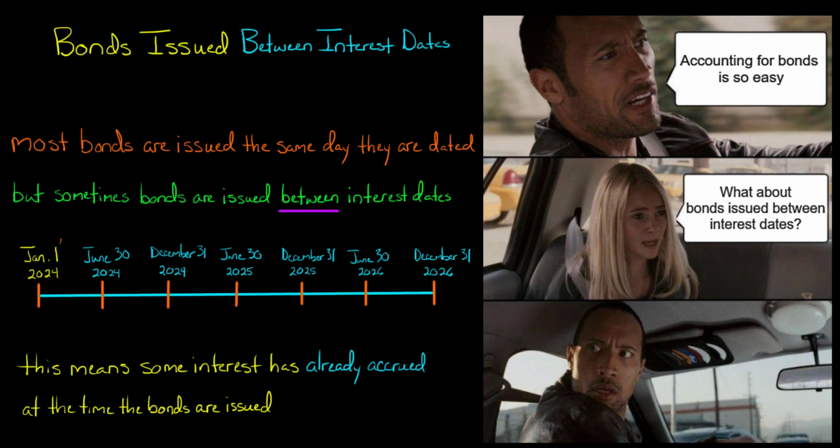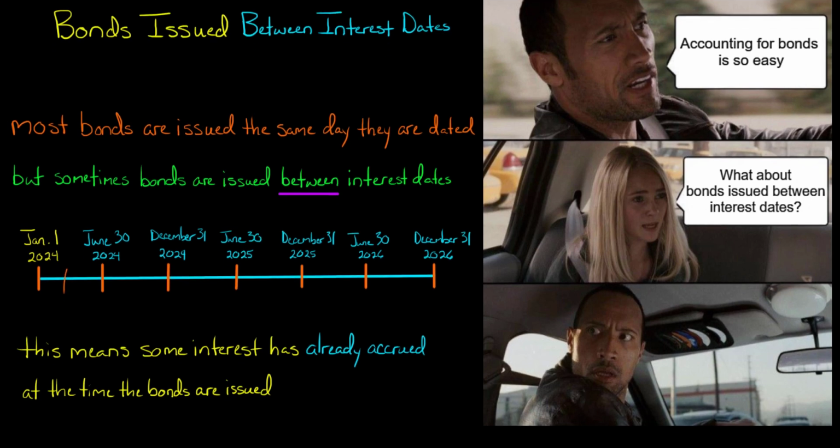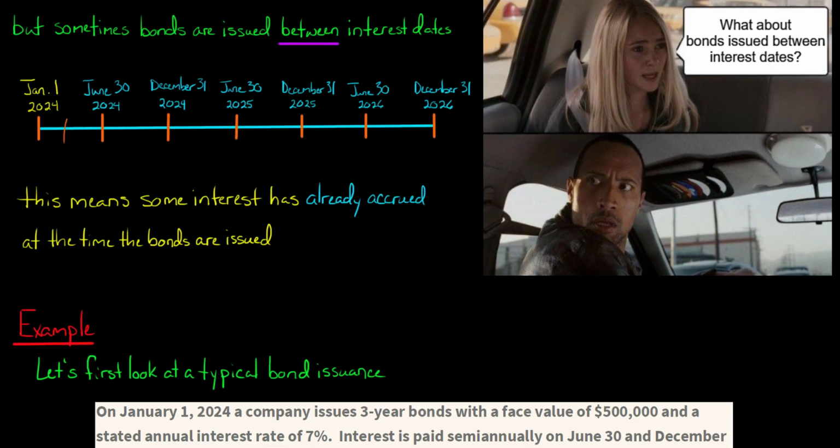So this bond begins on January 1st, 2024, and we presume that that's the date that the bond is issued, that it's sold to investors. But what if it's not issued until March 1st or until April 1st? Then we've got a situation where the bond is being issued between these dates, and we need to somehow account for it because the investor is buying the bond at a time when some of the interest has already accrued. So let's talk about how we'd account for that, and we'll do it with an example.